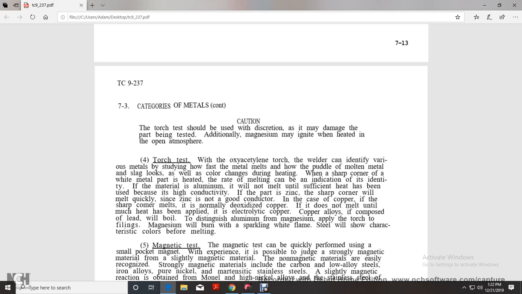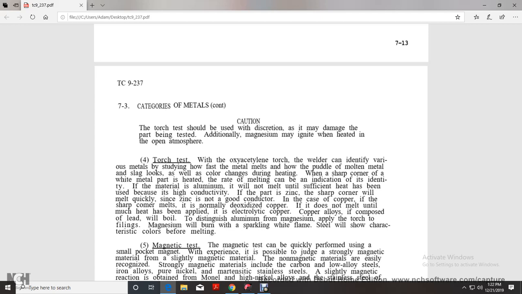In the case of zinc, the sharp corner will melt quickly, since zinc is not a good conductor. In the case of copper, if the sharp corner melts, it is normally deoxidized copper. If it does not melt until much heat has been applied, it is electrolytic copper. Copper alloys composed of lead will boil, and can be distinguished from aluminum and magnesium.